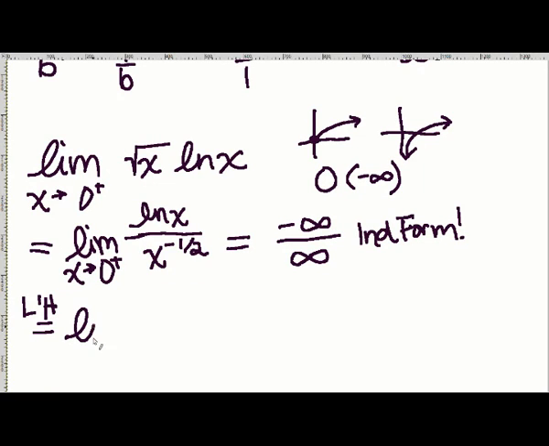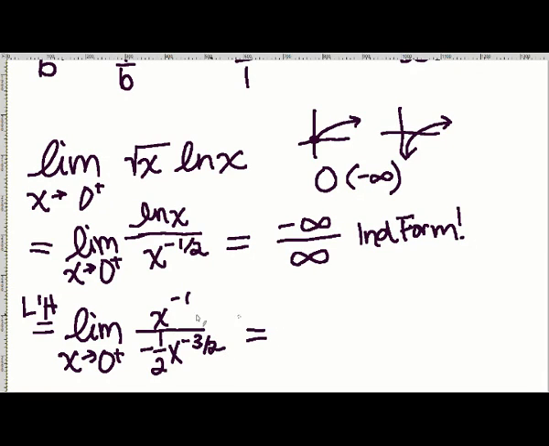So if I try that, the derivative of natural log of x is 1 over x. The derivative of x to the minus 1/2 is minus 1/2 x to the minus 3/2. And then when I try to simplify, I have the limit as x goes to 0 from the right. 1 over 1/2, get a minus 2 in the numerator. And x to the minus 1 over x to the minus 3/2 is going to be an x to the positive 1/2.